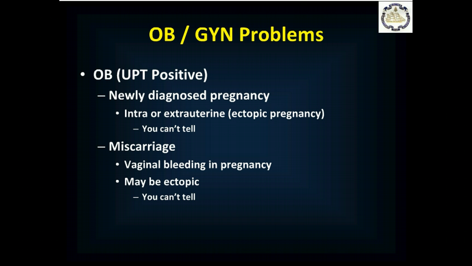You have a positive urine pregnancy test. If this is a newly diagnosed pregnancy, the pregnancy can be in the uterus or outside of the uterus, intrauterine or extrauterine. If it's outside of the uterus, it's called an ectopic pregnancy. That's usually in the fallopian tubes, the tubes that connect the ovaries to the uterus, but really it can be anywhere in the abdomen outside of the uterus. And you can't tell based on your exam or history. The problem with an ectopic pregnancy is that as it grows, if it ruptures, the woman can bleed to death.